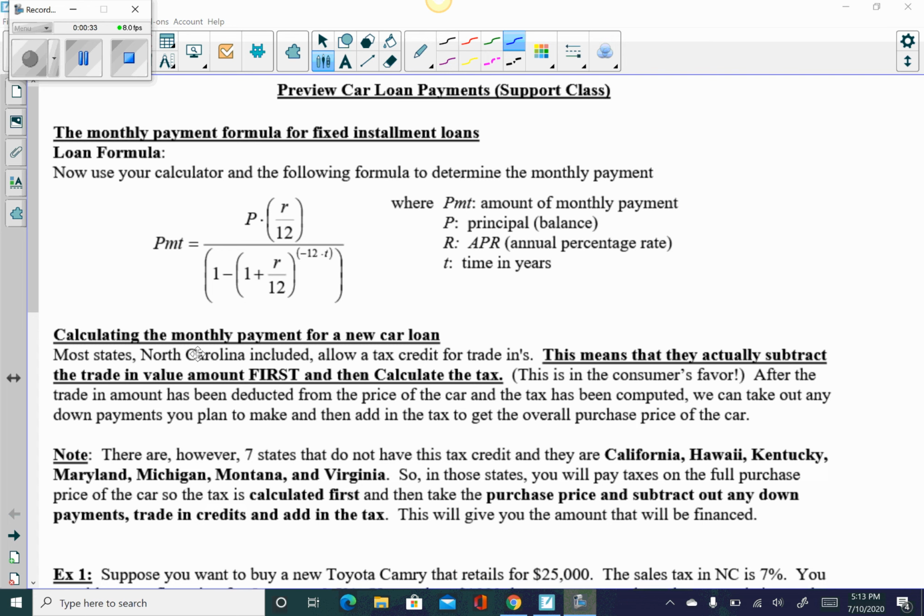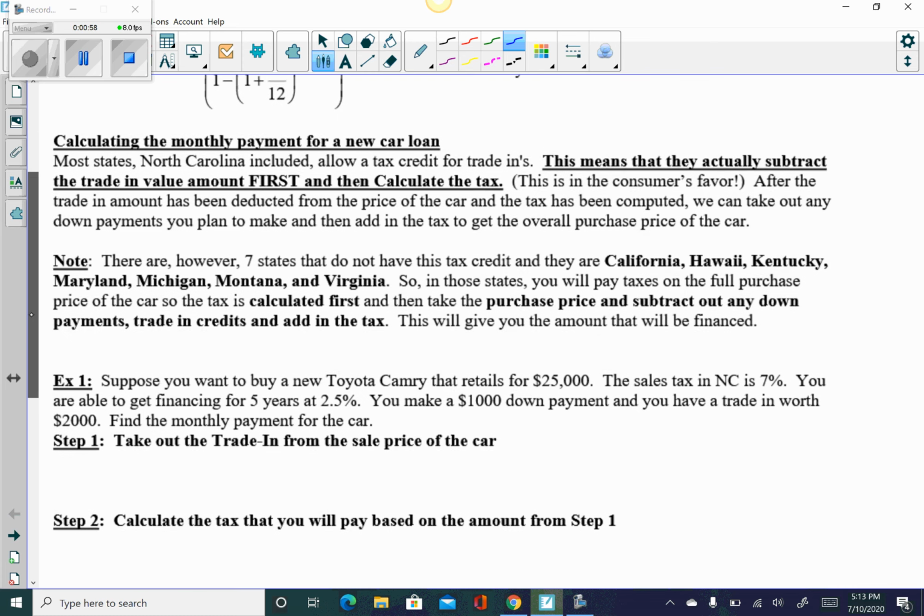So here's your loan formula. If you want to figure out the monthly payment on a car or a home, you would utilize this formula. P is how much you're financing. R is just your interest rate as a decimal divided by 12. And then in the parentheses on the bottom: parentheses 1 minus, parentheses 1 plus the rate divided by 12, raised to the negative 12 times T. T is time in years as well.